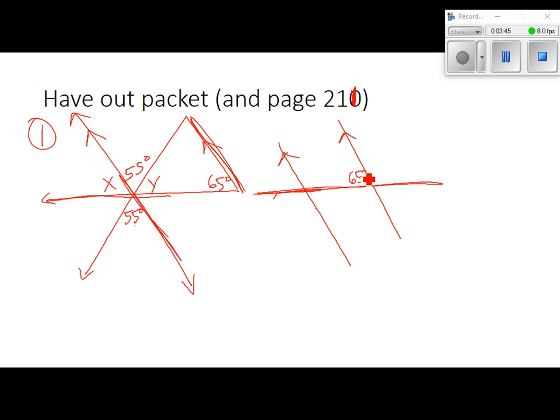Because these are the special pairs that we learned last class, just the names of the pairs. How did we get this picture? Oh, I just made up this picture so that we can go back over some of the angles.